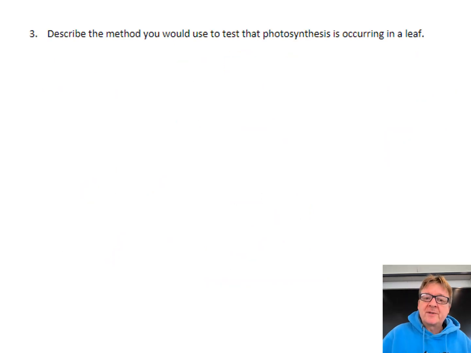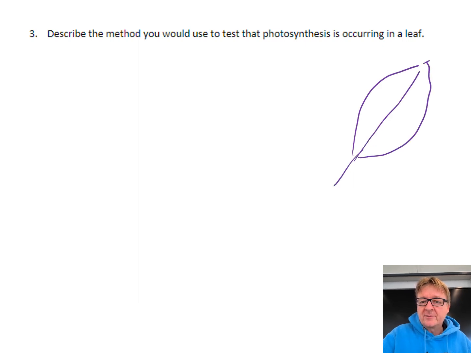Now I'm going to describe the method that you would use to test that photosynthesis is occurring in a leaf. I'm going to draw a leaf first. There's the stem, there's a line that goes up the middle, and then you've got lines going along. Look at this A-level art, no worries.